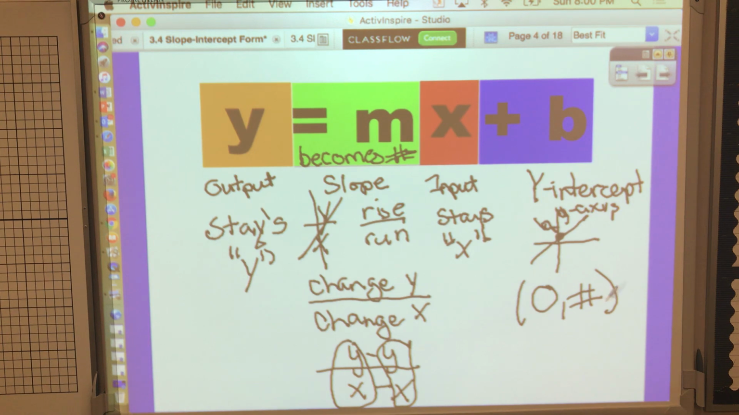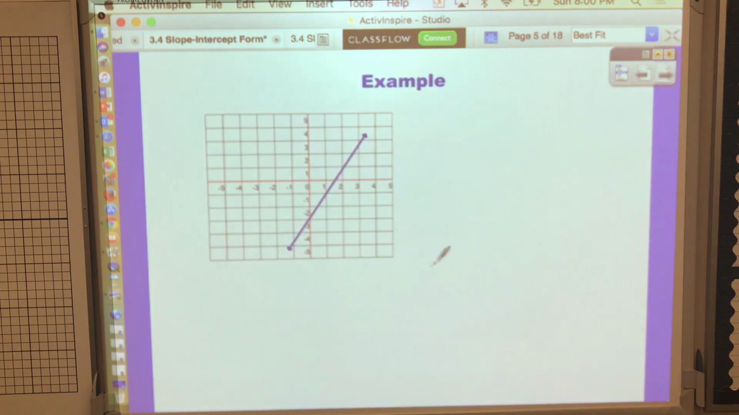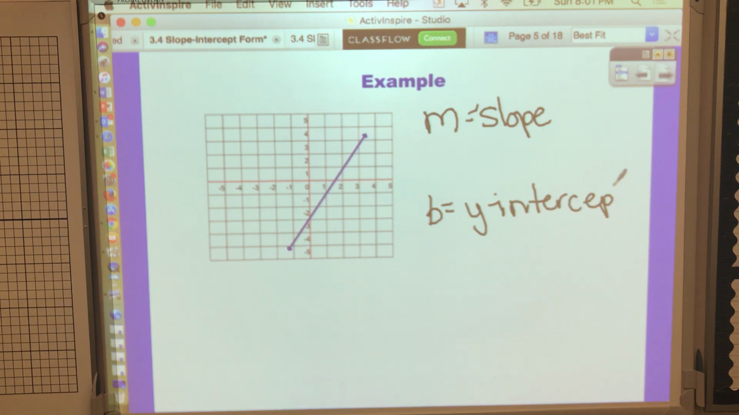Your example on that page, or on that flip book, okay? If you look at that back example, it has a graph that looks like this. Now, we need to be able to identify two things to write a slope-intercept form equation. We need to know m, and we need to know b. Remember, m is your slope, b is your y-intercept. And if we have those two things, we can write a slope-intercept form equation.